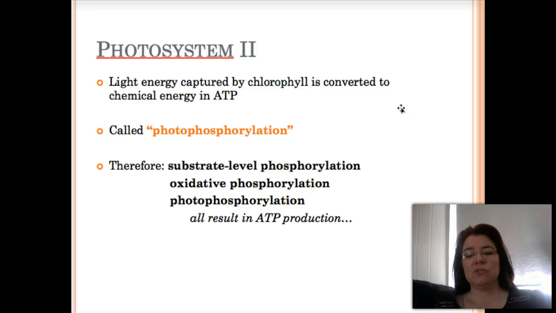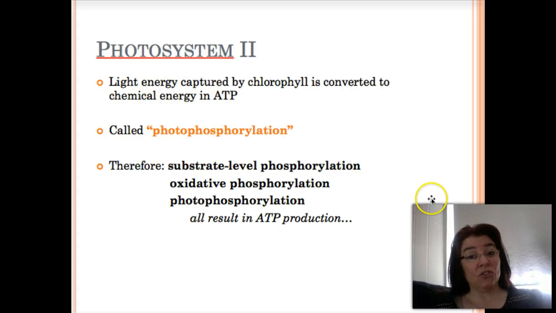So in photosystem 2, what we ultimately see occurring is that light energy is being captured by chlorophyll and then converted to chemical energy in the form of ATP. And because we used ATP synthase to accomplish this, this is similar to oxidative phosphorylation, but it's a little bit different. We didn't see oxygen as the ultimate electron acceptor at the end of the electron transport chain. So instead, this kind of ATP production is called photophosphorylation. Photo meaning light, phosphorylation. So the phosphorylation ultimately is energized with light from the sun.